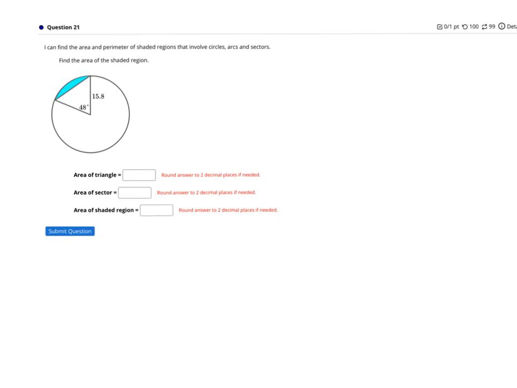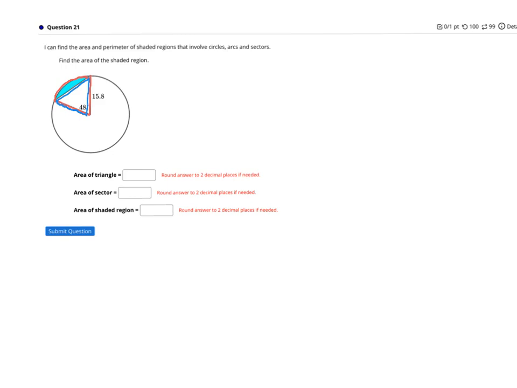Now let's take a look at the Chapter 8 review number 21. We want to find the area of the shaded region. So the idea behind this question is if we find the area of the sector that looks like this, and we find the area of the triangle right here, if I take the area of the sector and subtract the area of the triangle, that will give me the area of the shaded region.